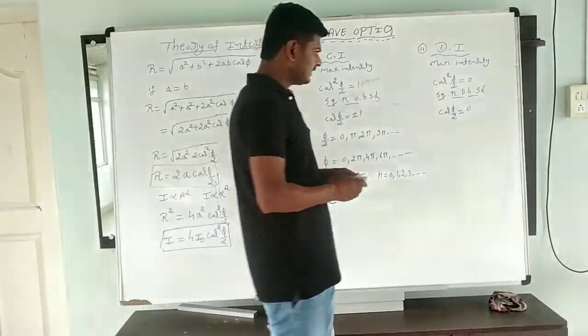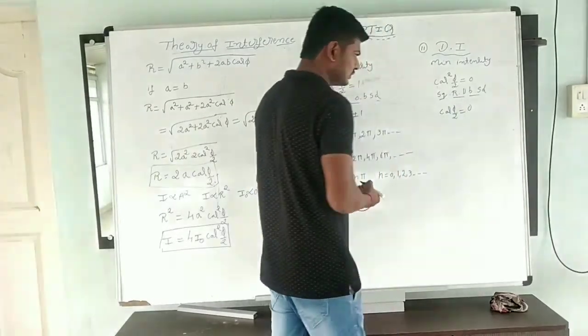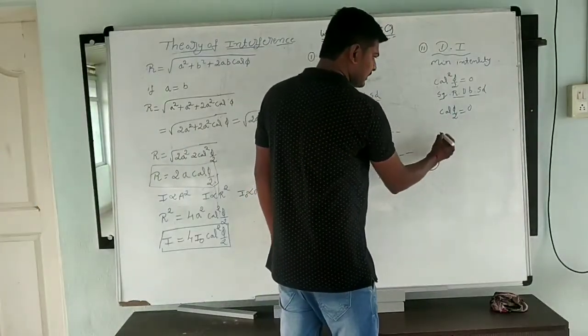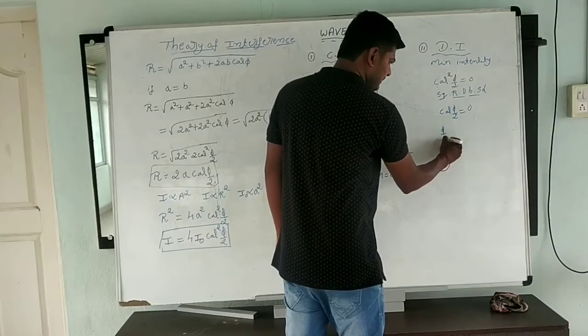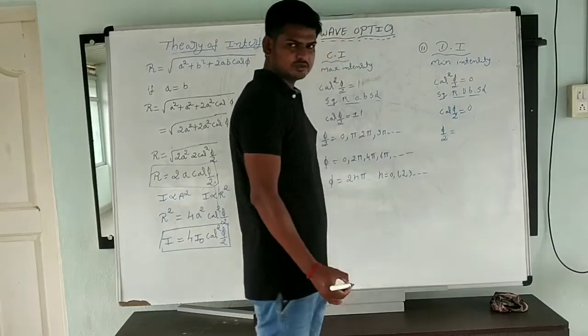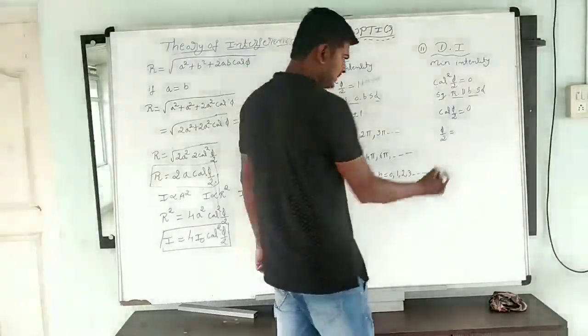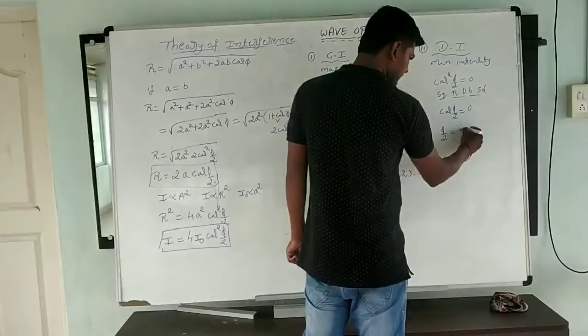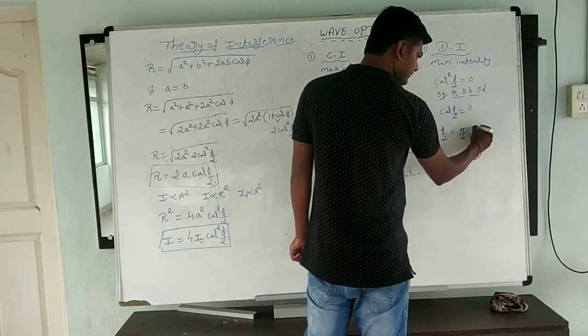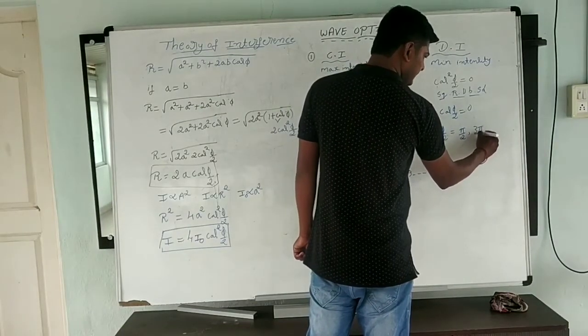Same way here, cos pi by 2 is equal to 0, means cos inverse of 0, so pi by 2 is equal to pi by 2. Next it will be 3 pi by 2.